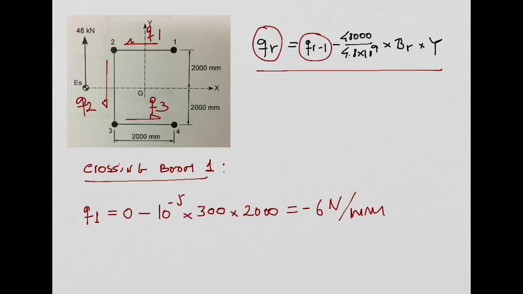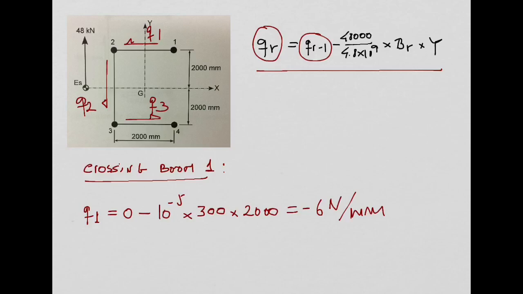So this minus 6 tells me what? What do you think? We obtained Q1, the shear flow that is going from boom 1 to boom 2. We obtained the value of minus 6. This means that, in fact, the shear flow is not going from boom 1 to boom 2, but is going from boom 2 to boom 1. Right? That's what this minus means. So anyway, we have Q1. So what do I have to do next?